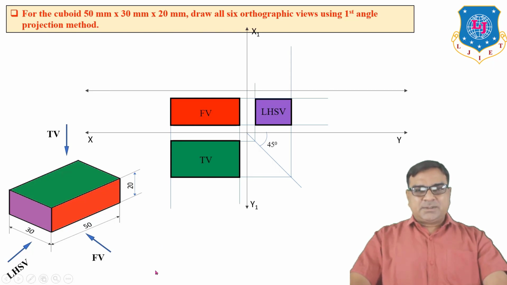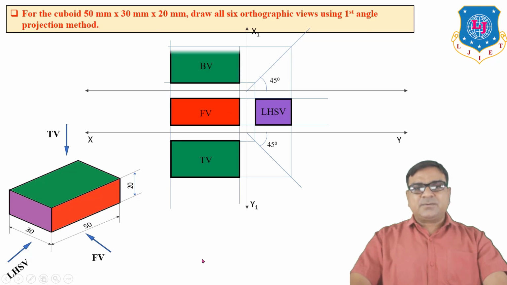Now what about the remaining views? Now the bottom view is always below the front view. So for the bottom view, you have to draw again one reference line parallel to XY and a 45-degree line from the intersection of XY and X1Y1. Project vertical up to the 45-degree line, then horizontal and vertical from the front view. So this is the bottom view.